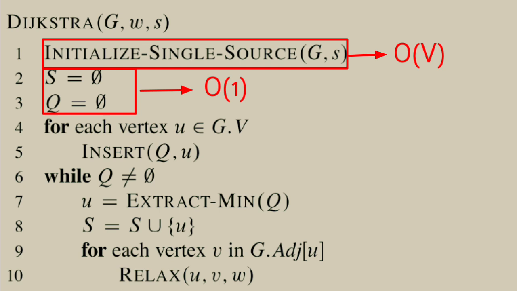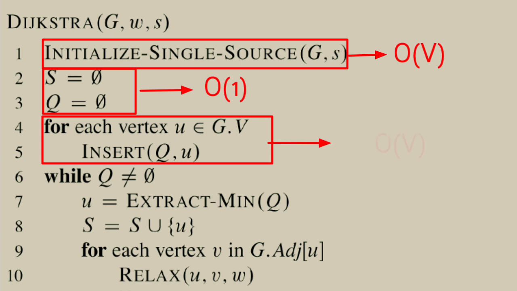In line number 4, we have a for loop which examines all the vertices of the graph, and in line number 5 we have an insert function that inserts the vertex into a queue, and we know that the insert operation to a queue has a time complexity of O of 1, and hence the total time complexity of this code segment is O of V.